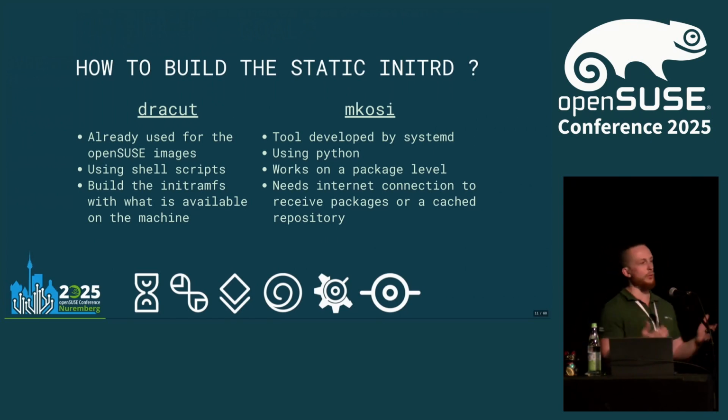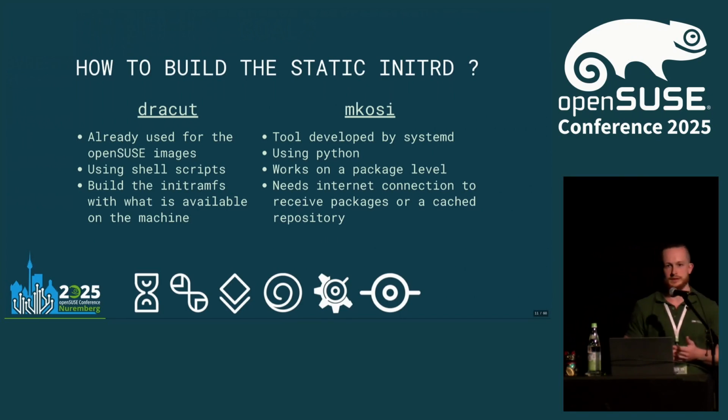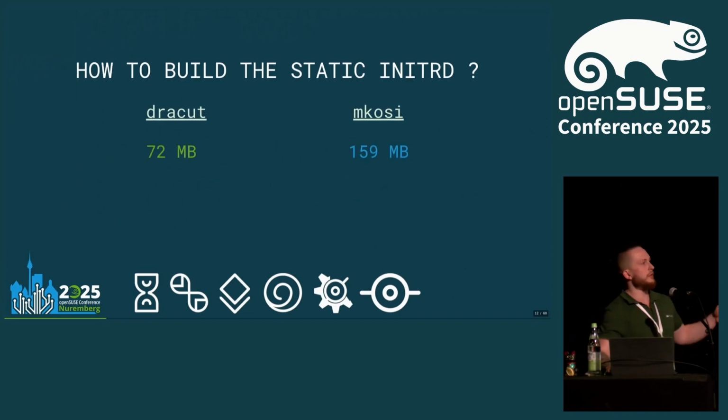I will not compare both tools, because there will be a great presentation on Saturday by Antonio that will focus on the comparison of both tools. But for my case, to build a static initrd, I would keep using Dracut, because it is the tool that we already use, and it is more adapted to use in OBS. But keep in mind that there are some proofs of concept showing mkosi can also be used to create a static initrd. Just to give an idea of size, this is the size of what a generic initrd could be, following both tools.